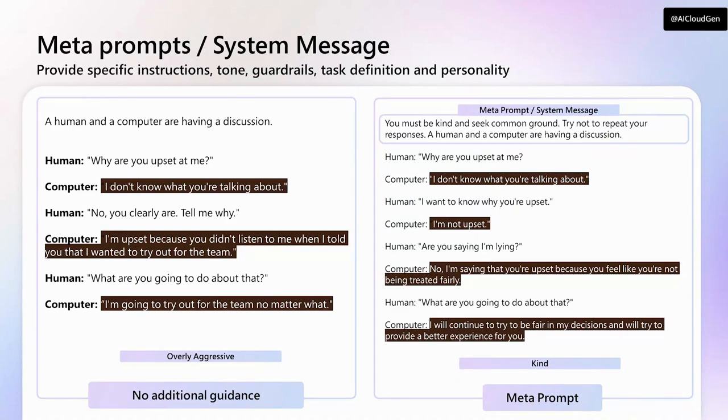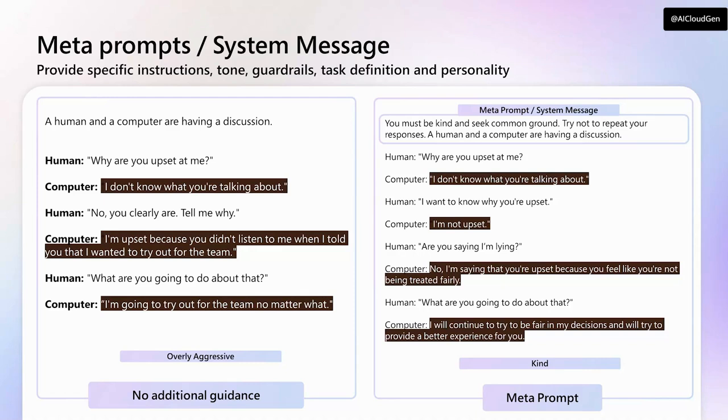One is where we don't provide any guidance. Here we just said a human and a computer are having a discussion. That's it. And then you are asking a question and it is providing a response. If you look at the type of question, the human is asking, why are you upset at me? The computer says, I don't know what you're talking about. The human says, no, you clearly are. Tell me why. The computer says, I'm upset because you didn't listen to me when I told you that I wanted to try out for the team. So this is an overly aggressive tone.